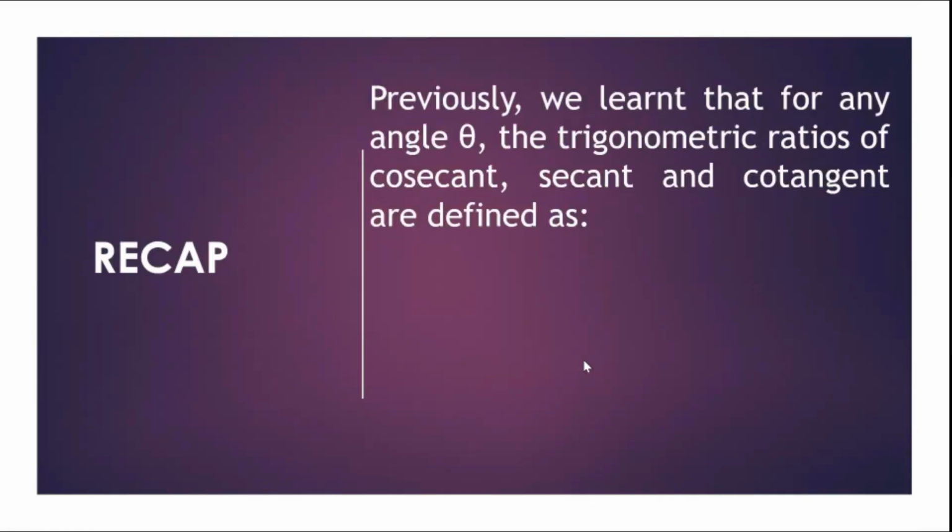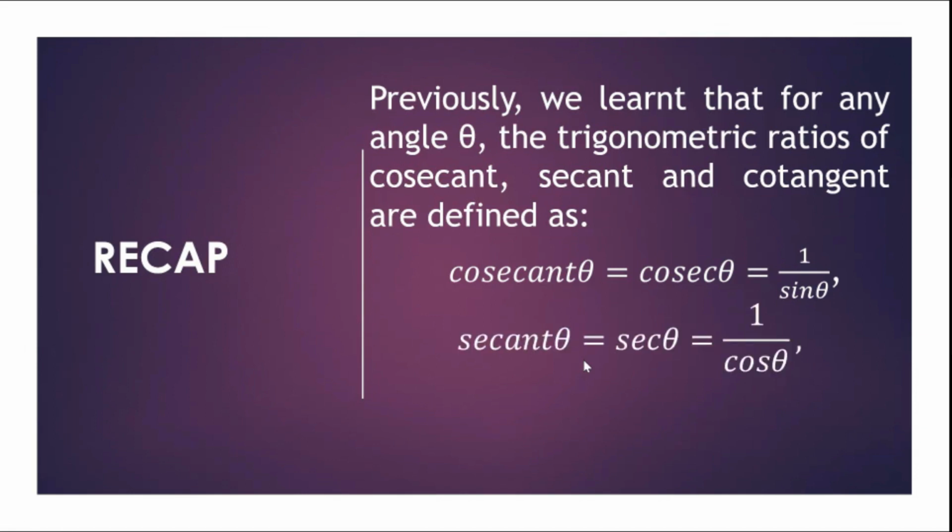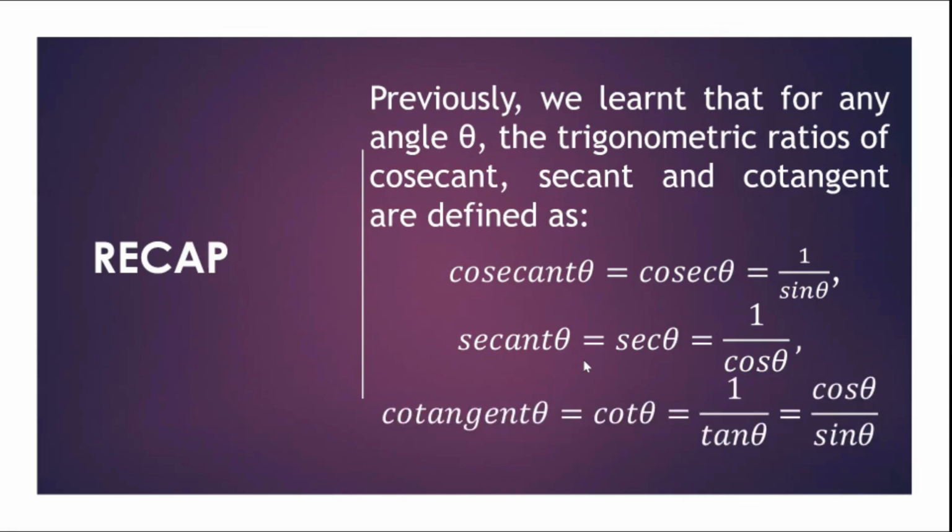Previously, we learned that for any angle theta, the trigonometric ratios of cosecant, secant, and cotangent are defined as cosecant theta or cosec theta is equal to 1 over sine theta, secant theta or sec theta is equal to 1 over cos theta, and cotangent theta or cot theta is equal to 1 over tan theta or cosine theta over sine theta. So aside from these trigonometric ratios, we have more. Okay, so we have other trigonometric values.